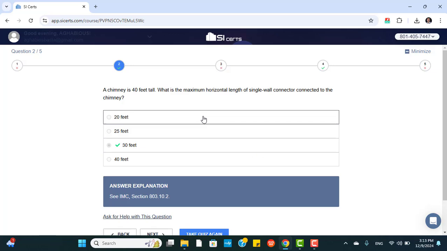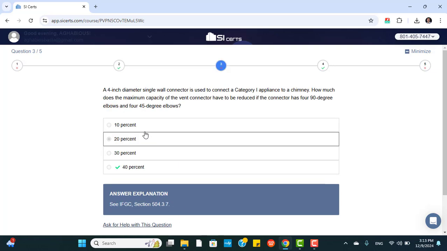The chimney is 4 feet, as we know. This is 75 percent of the height, and a 4-inch diameter single wall connector. It will be the reduction. It will be 40%.